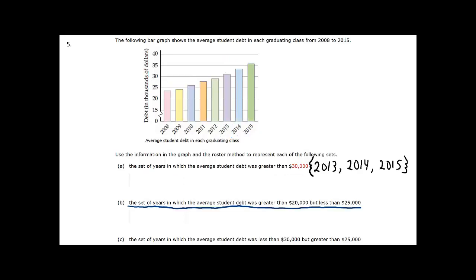B says the set of years in which the average student debt was greater than 20,000 but less than 25,000. So if you draw horizontal lines at 20,000 and 25,000, you want the bars whose tops are between those two lines, and you can see there are only 2 of them. That's the year 2008 and 2009.